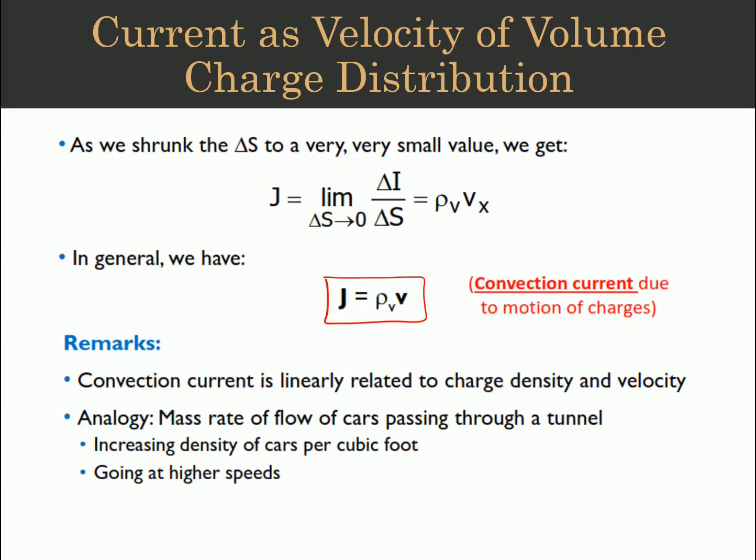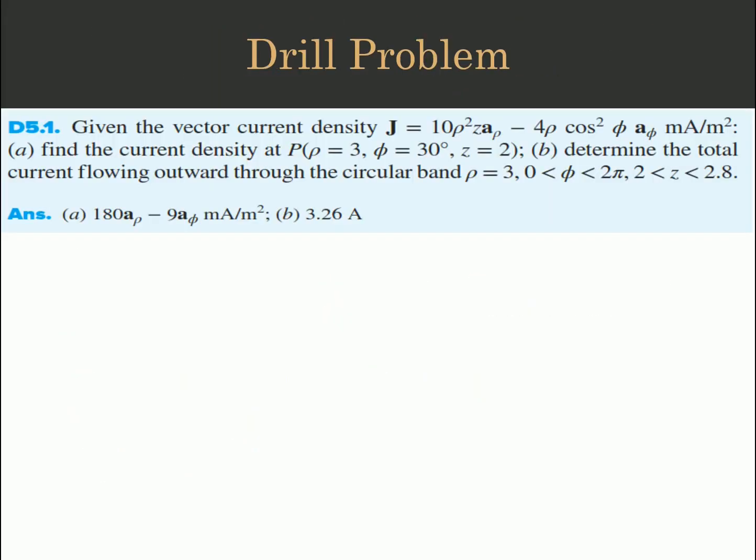Okay, so now let us look at a problem and see how we can find the current density. So in this example, or in this question, we have been given the current density J, that is in the A rho and A phi directions, so there is no A theta, and we have been asked to find the current density at point P. Then in the second part, we need to find the total current flowing. So this means we need to integrate outward through a circular band. Okay, let us do the first part.